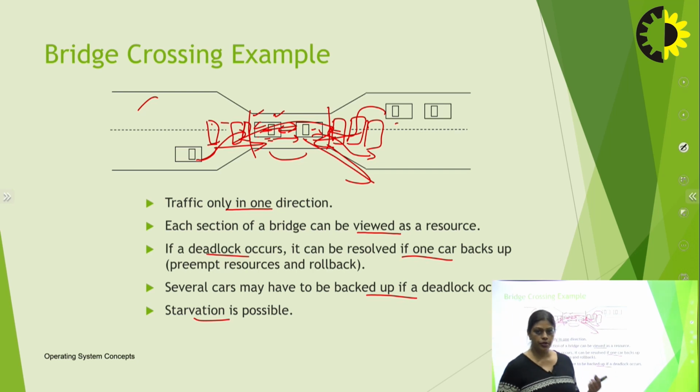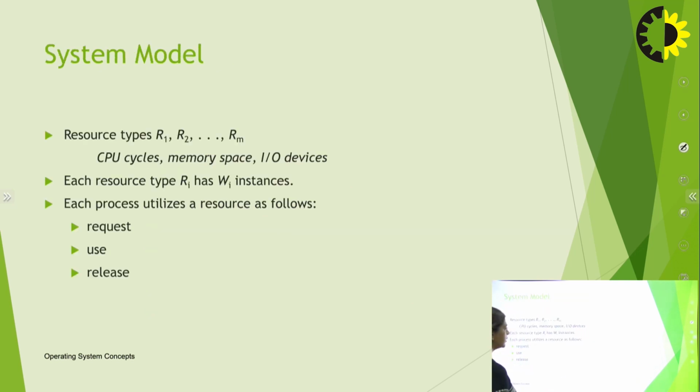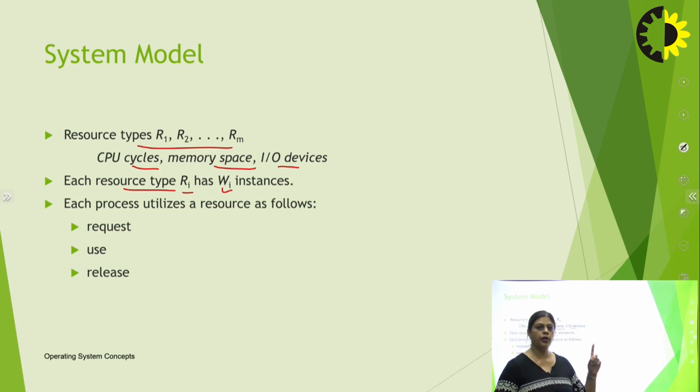So we have different procedures, like the aging factor, which is the solution to the starvation problem. Now see the system model. Suppose there are resource types R1 to Rn. CPU cycles, memory space, and input-output devices are associated with all these resources. Each resource Ri has W1 instances. Each resource is not of one type but of a number of instances, which is W1.